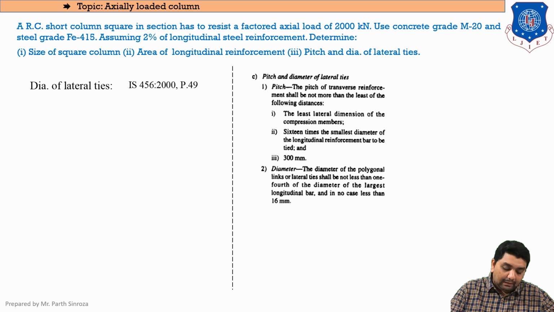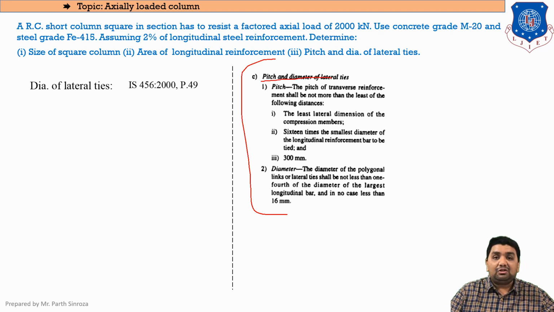There you will see a clause, referring to point number C, and here it is mentioned as pitch and diameter of lateral ties. Clear? So in this clause itself we can obtain the values of pitch and diameter of our lateral ties, and lateral ties are always provided when the section is either rectangular or square. Clear? So first we will move on to this portion, that is diameter.